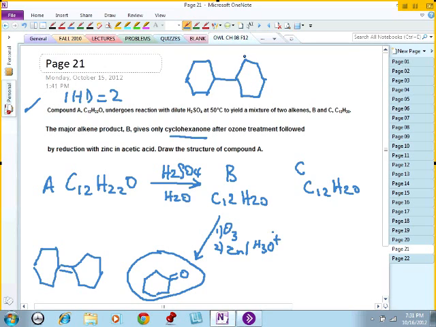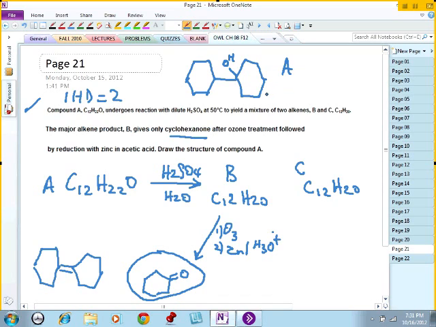If it was here, could it be here? Is that possible? Why not? If it was here, you could form a double bond here, right? That could be B. You could then also form a double bond here. That would be C. But that would not be consistent with what you have here. So therefore, it has to be here. The hydroxy has to be here. So this must be compound A.